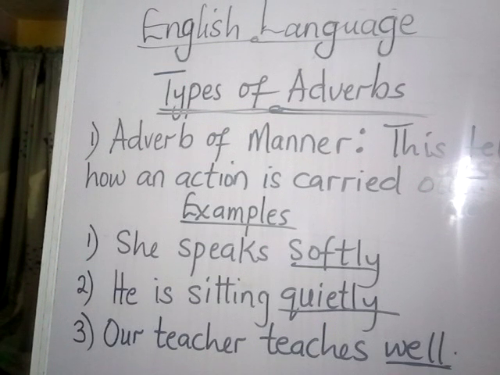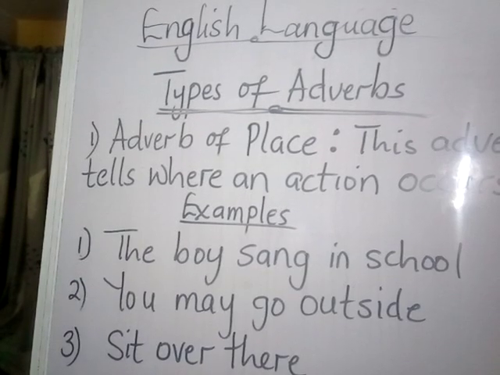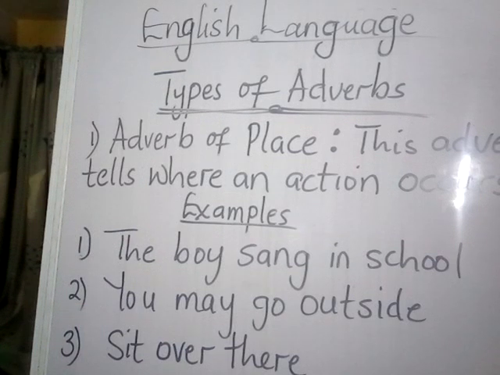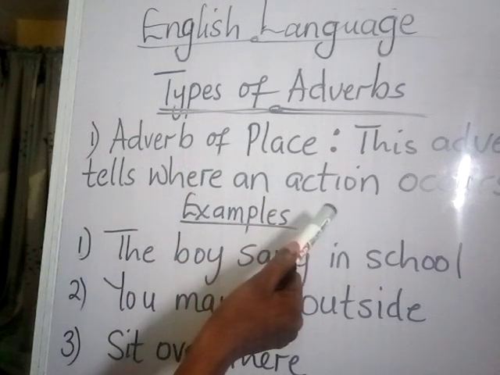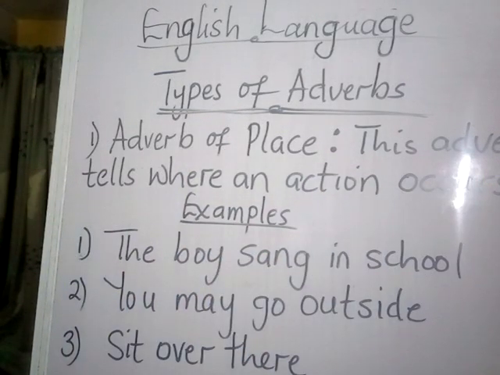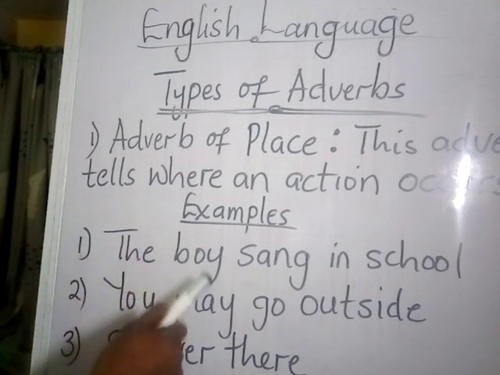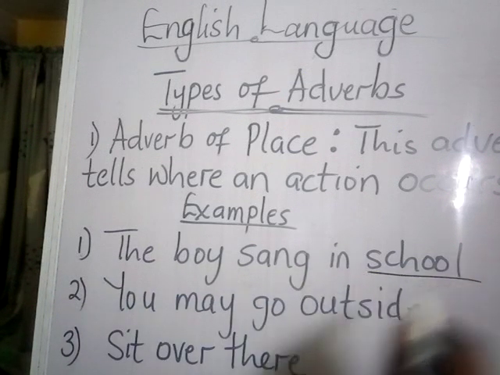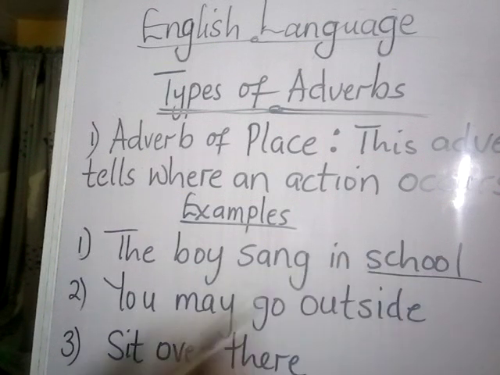actions are carried out. So the next adverb we're looking at is adverb of place. Adverb of place tells where an action occurs or happens. It tells the place where an action occurs. Some examples here are, the boys sang in school. So in this sentence, the place where the action happened is school. The boys sang in school. So school is the adverb of place here.